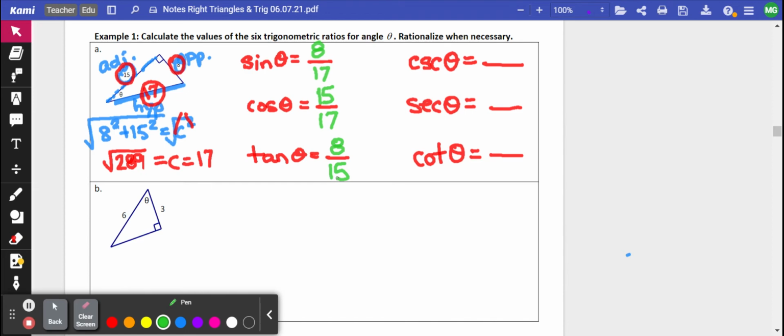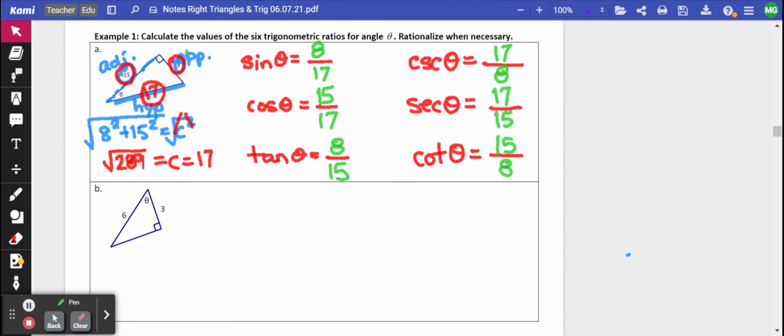Okay, so this should have been pretty straightforward. So sine is opposite over hypotenuse, cosine is adjacent over hypotenuse, and tangent is opposite over adjacent. So now for the reciprocal functions, we're just going to interchange the numerators and denominators. So cosecant would be 17 over 8, which is the hypotenuse over the opposite. The secant will be hypotenuse over adjacent. And cotangent will be adjacent over opposite.